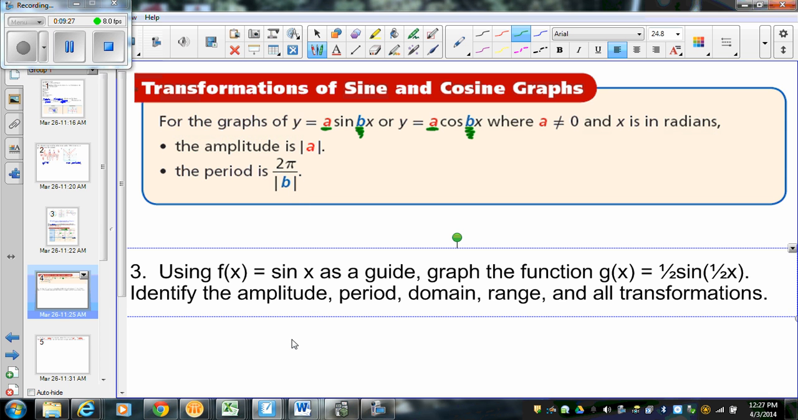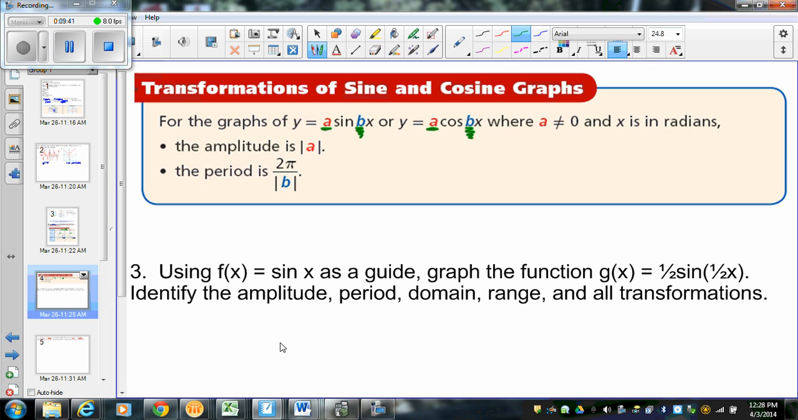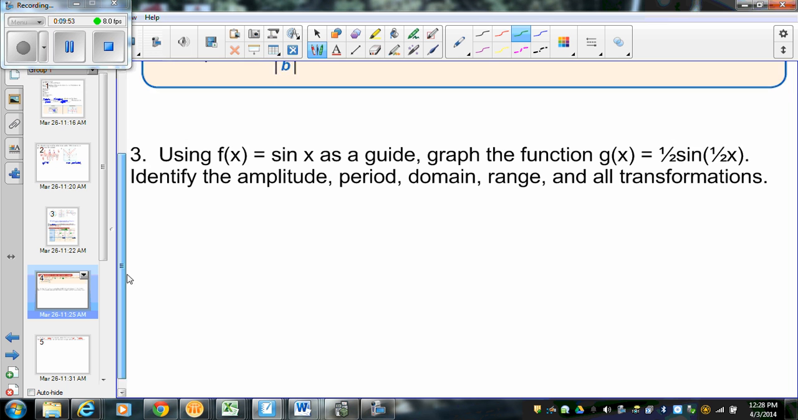Now, as you get further along into pre-calculus, you're actually going to have to be able to draw these graphs by hand. But for the purposes of just exposing you to it, we're really just going to talk about how to graph them on the calculator and how to notice the differences in them. So for number 3 here, it says to use f of x equals sine of x as a guide, graph the function g of x equals 1/2 sine of 1/2 x. Identify the amplitude, the period, the domain, the range, and all of the transformations.